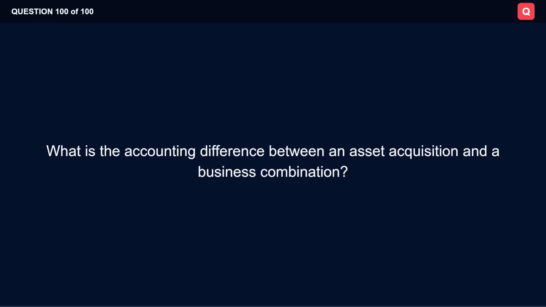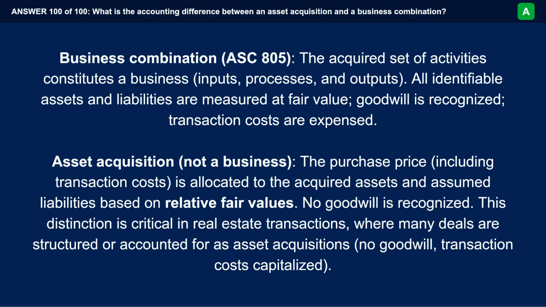What is the accounting difference between an asset acquisition and a business combination? Business combination, ASC 805: the acquired set of activities constitutes a business, inputs, processes, and outputs. All identifiable assets and liabilities are measured at fair value. Goodwill is recognized. Transaction costs are expensed.